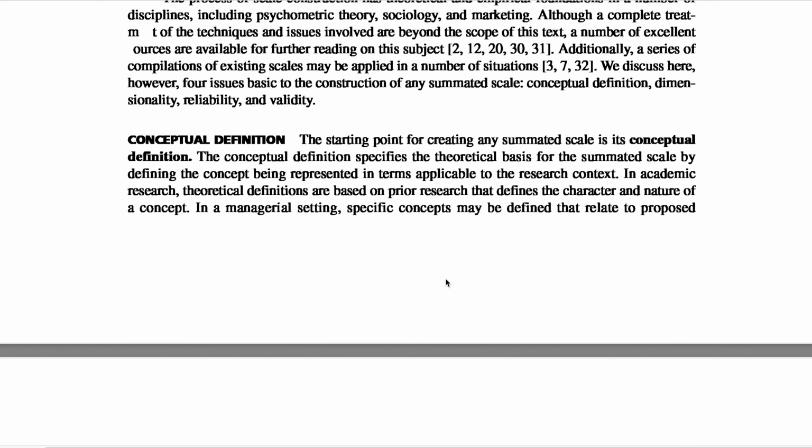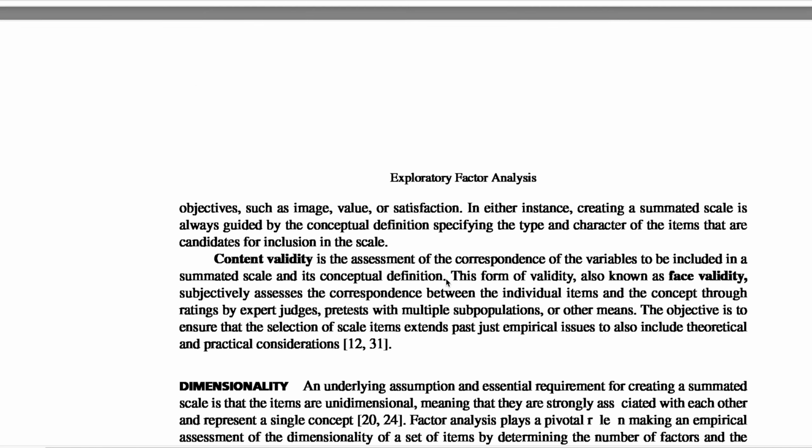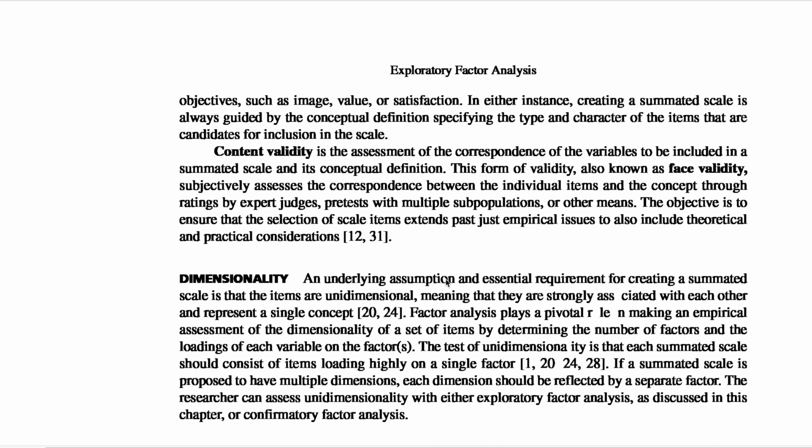In academic research, theoretical definitions are based on prior research that defines the character and nature of a concept. In a managerial setting, specific concepts may be defined that relate to proposed objectives such as image, value, or satisfaction. In either instance, creating a summated scale is always guided by the conceptual definition specifying the type and character of the items that are candidates to include in the scale.